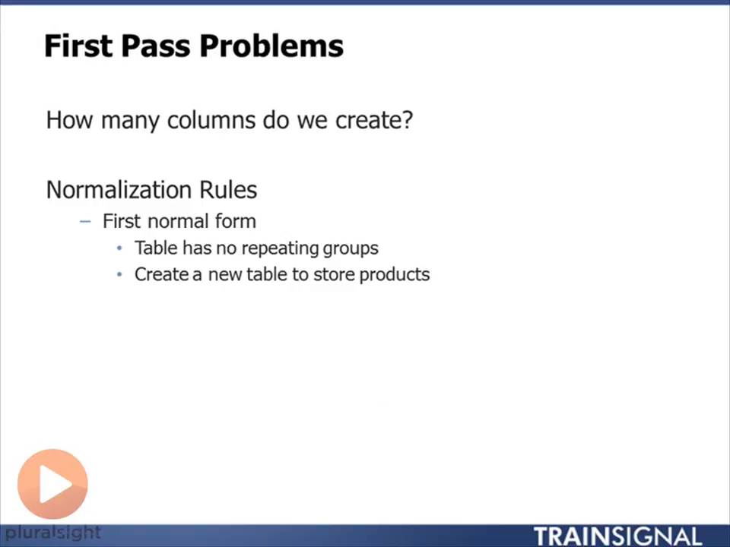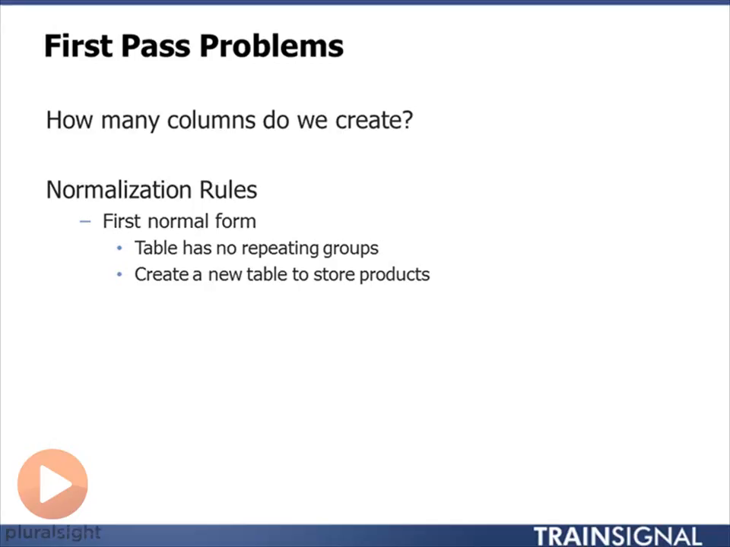Now, one of the goals of normalization is to be a set of guidelines to help us design our database, to help us solve these questions that quite frequently come up. So the first form of normalization, first normal form, is that we're going to create a table that has no repeating groups. Basically, no duplicated columns.